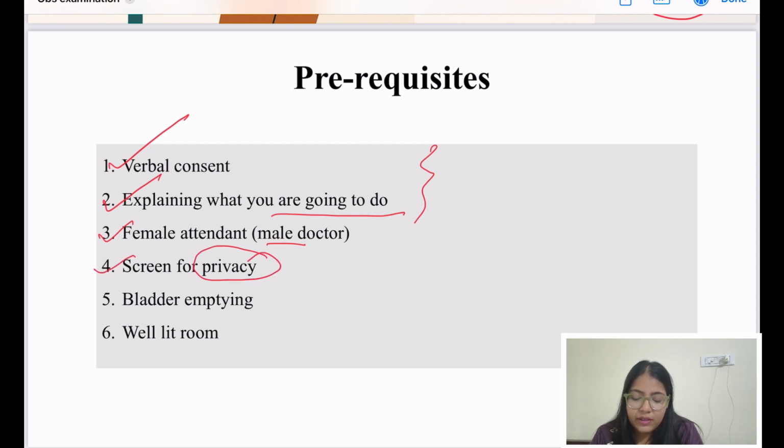Privacy is very important during examination. You should not examine her in front of other patients or other patient parties, or when the door is open. You should always examine her in a private examination room, or at least with a screen for privacy. Tell the patient to empty her bladder, because examining her with a full bladder will be very uncomfortable for her. The room should be well lit, so as to perform your inspection or palpation correctly.